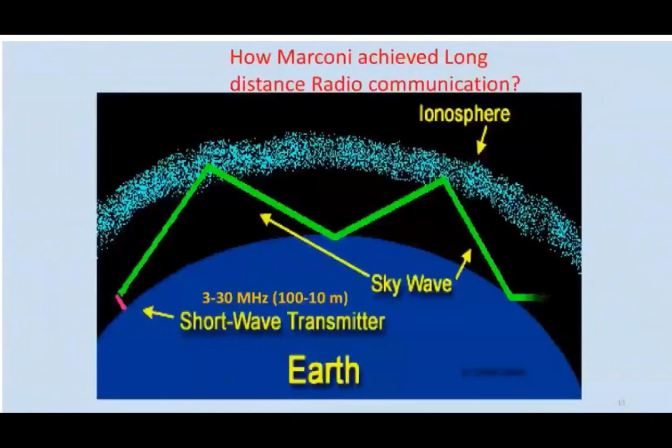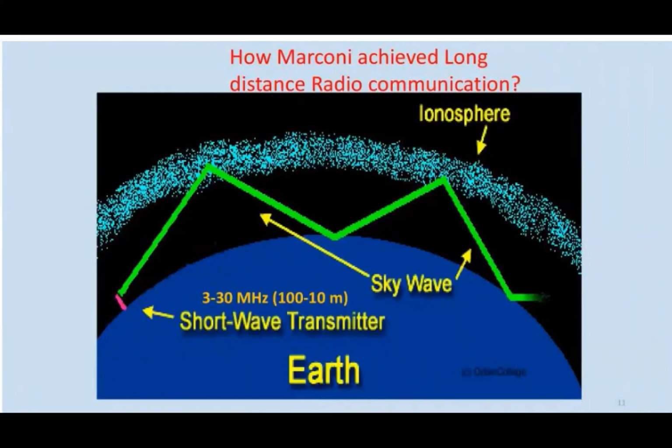So this is the conclusive experimental evidence of the existence of an ionized or conducting layer in the upper atmosphere. This illustrates how Marconi's radio waves would have traveled from the transmitter, a shortwave transmitter. Shortwave means frequency between 3 and 30 megahertz, or wavelengths between 100 and 10 meters. So this is the transmitter here. The radio wave was sent upward at an angle. Here some conducting layer might have been there, which was later called the ionosphere.